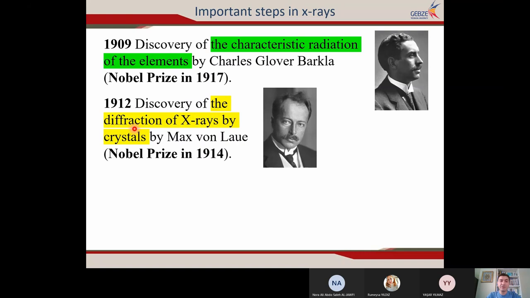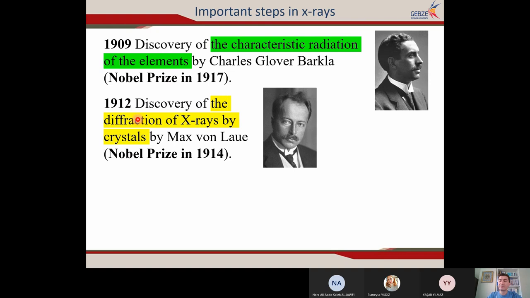Another important discovery was made by von Laue, who discovered the diffraction of X-rays by crystals. Until that time, it was not known that X-rays can be diffracted by crystals. Von Laue had two proposals, and he stated that if these proposals are correct, X-rays can be diffracted by crystals, and later on this proposal was confirmed by experiments. Von Laue was also awarded the Nobel Prize in 1914 for that discovery. So what is the importance of this discovery? Today, we know the crystal structure of materials very well, and we can investigate them. But at that date, it was not known. So with that discovery, we can understand the crystal structure of materials, and we can produce very nice technologies with that information.